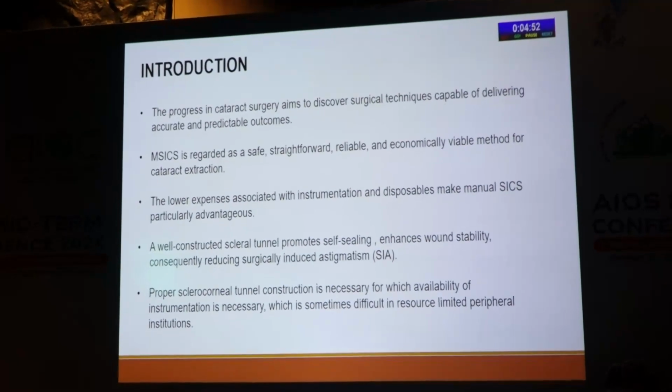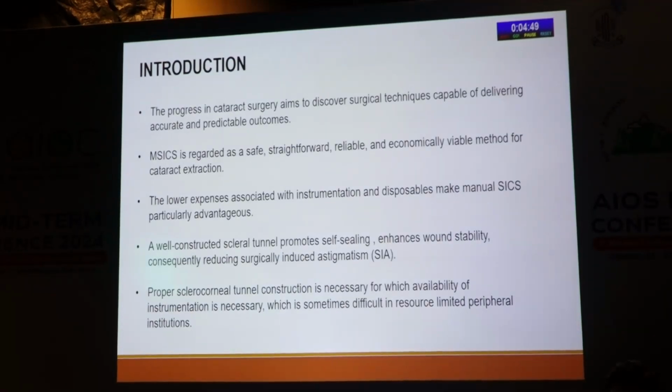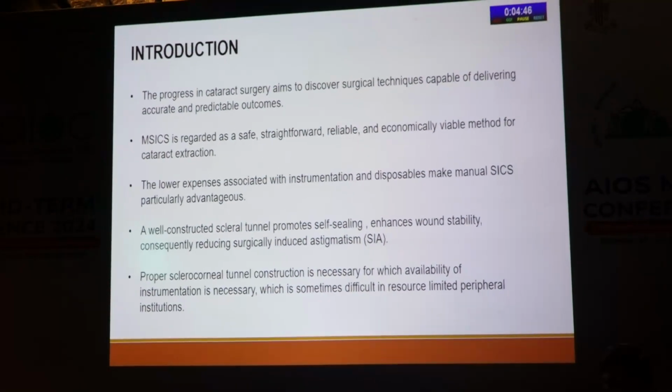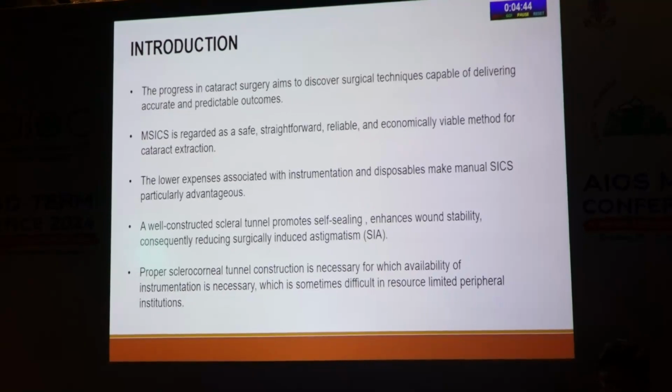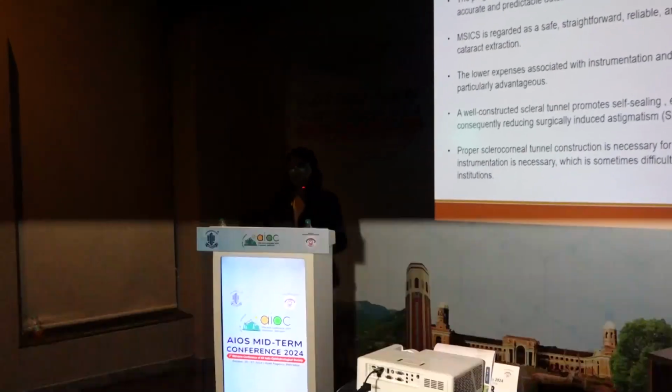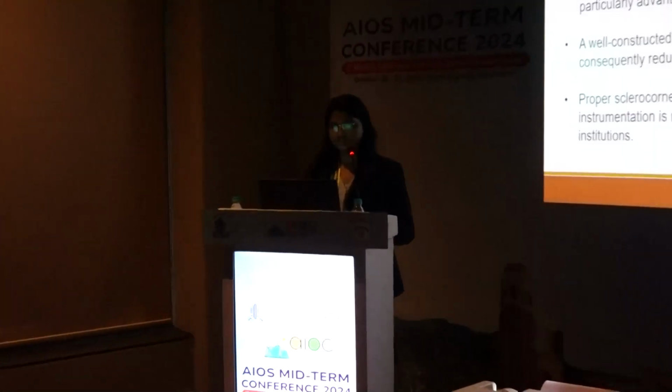Introduction. The progress in cataract surgery aims to discover surgical techniques capable of delivering accurate and predictable outcomes. Manual small incision cataract surgery is regarded as a safe, straightforward, reliable and economically viable method for cataract extraction. The lower expenses associated with instrumentations make manual SICS particularly advantageous. A well-constructed scleral tunnel promotes self-sealing, enhances wound stability, consequently reducing surgically induced astigmatism. Proper tunnel construction is necessary, for which availability of instrumentation is necessary, which is sometimes difficult in resource-limited peripheral institutions.